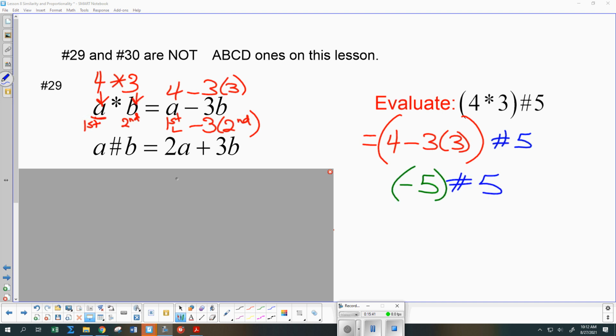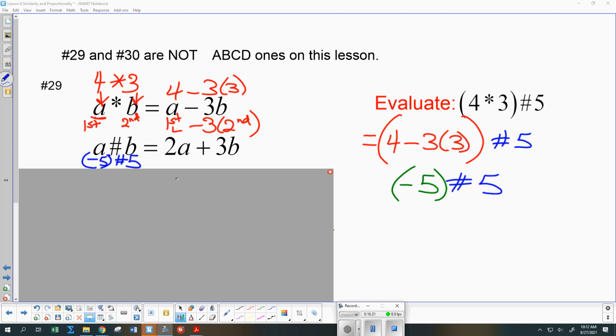So negative 5 is our first number. It's on the left. Positive 5 is our second number. It is what is on the right for this one. Then we look at, now it's pound, so we're going to take this other definition. We are taking negative 5, pound, positive 5. This definition says 2 times the A, 2 times the first thing, plus 3 times the second thing.